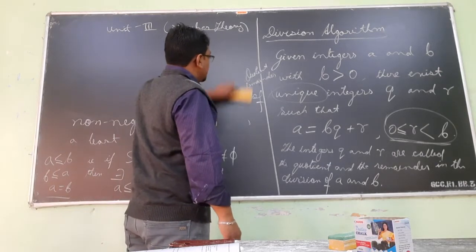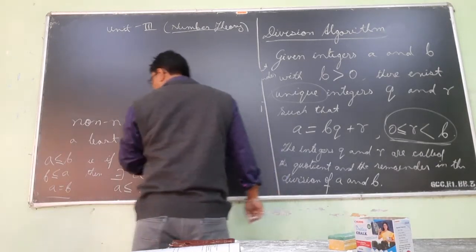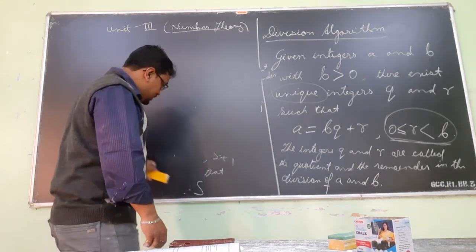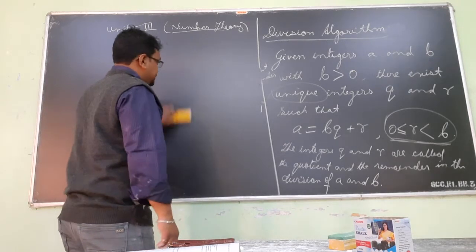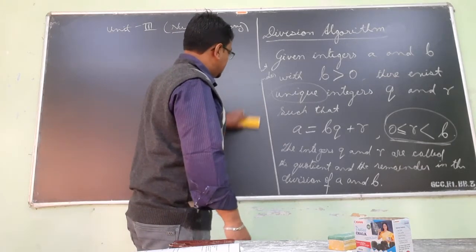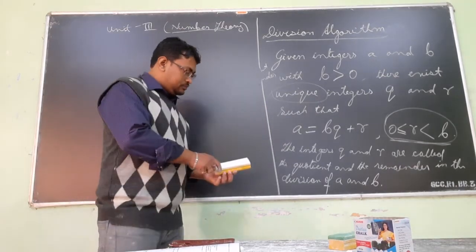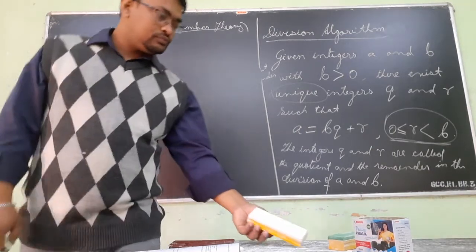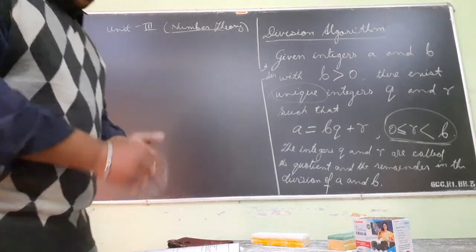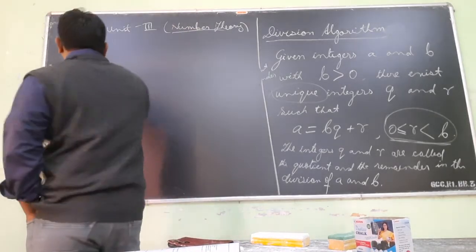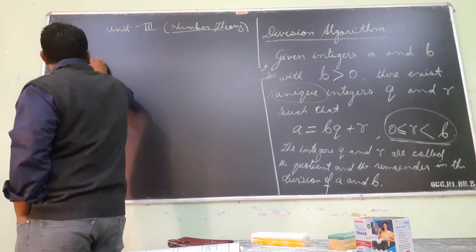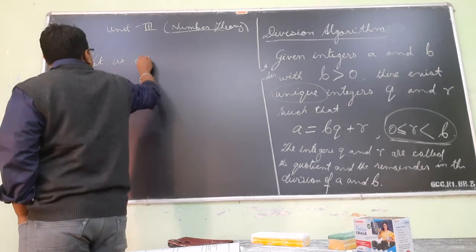So how to prove this using the well ordering principle that we have stated? How to prove this using the well ordering principle? So we start with the proof with this. Let us consider the set.